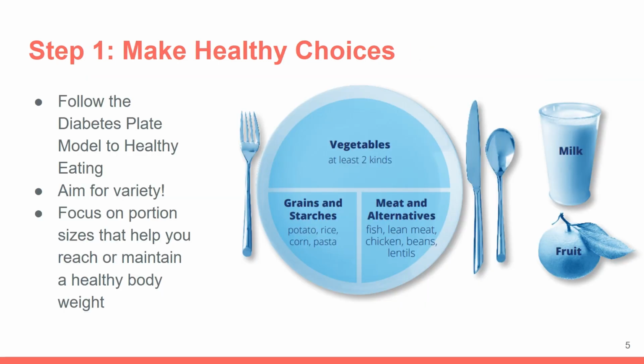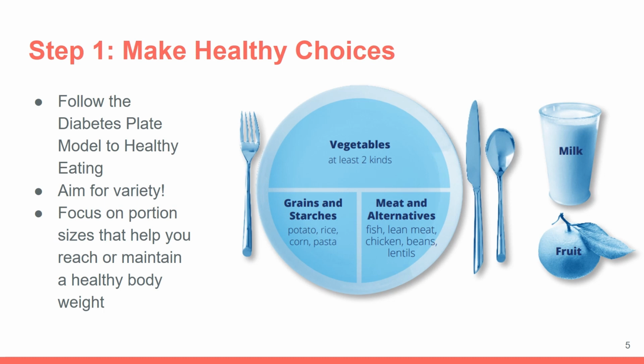The first step to carbohydrate counting is to make healthy food choices at meals and snacks, ensuring variety and appropriate portion sizes to maintain a healthy body weight. The diabetes plate model is a good tool for healthy eating. It suggests you plan your portions the following way. Fill half of your plate with vegetables and divide the other half of your plate between proteins and whole grain foods.